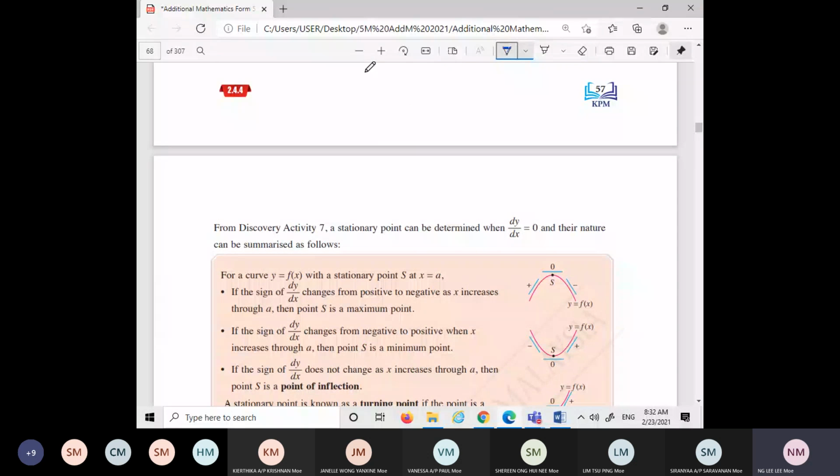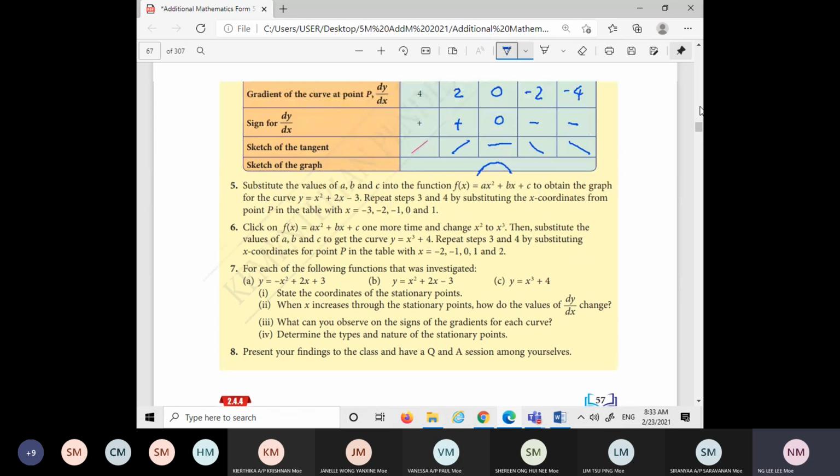So the A just now is this. This is for the A. This one you have to write in your notes. If the sign of dy dx changes from positive to negative, this is what we have just now, as x increases through a, then the point is a maximum point. This is maximum.